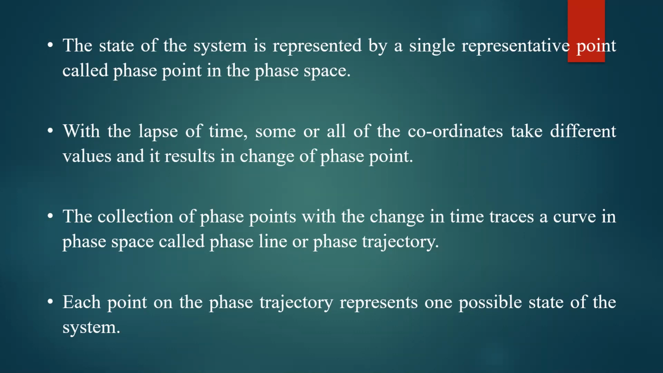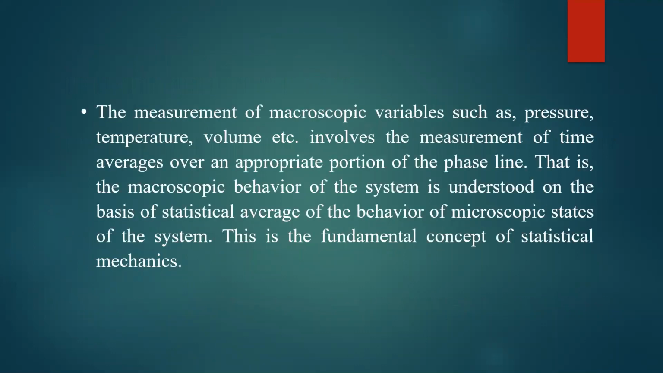So the phase line is a collection of such phase points after certain intervals of time. Each and every point on the phase line or phase trajectory gives one possible state of the system. If possible, I will show how a phase line or phase trajectory can be understood. I will show you a running animation.